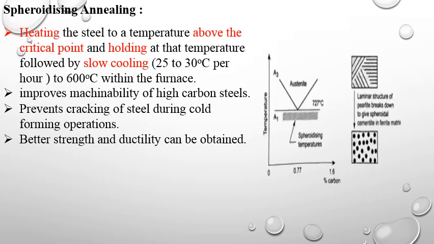Next, spheroidizing annealing. It involves heating the steel to a temperature above the critical point and holding at that temperature, followed by slow cooling within the furnace down to 600 degrees centigrade. The dotted line in the figure shows the temperature being increased to a special temperature, 725 degrees centigrade, which prevents cracking of steel during the cold forming operation.